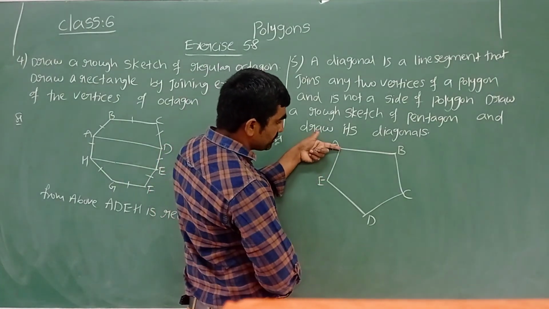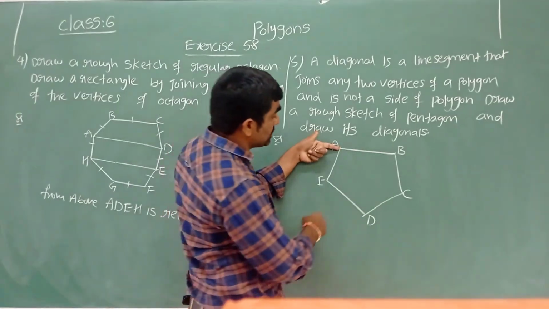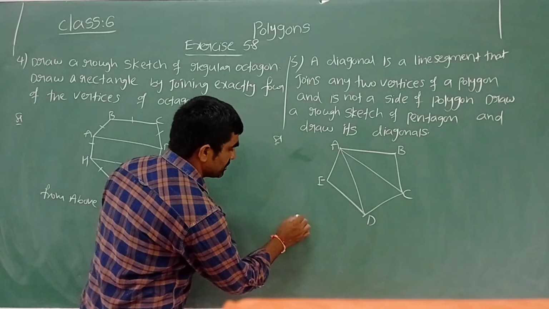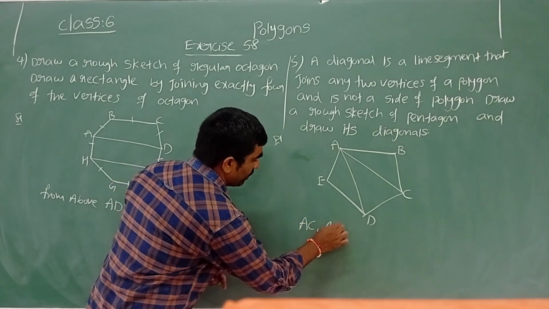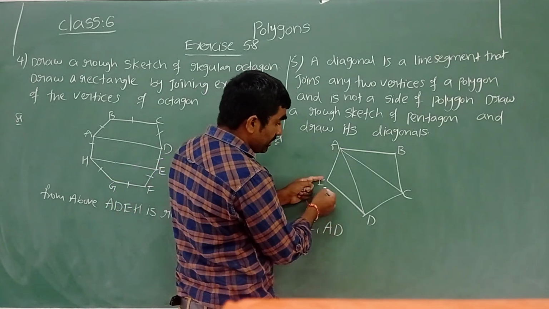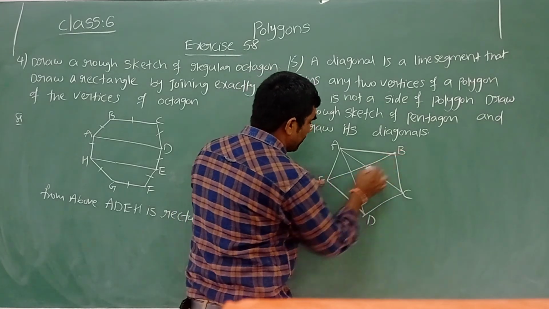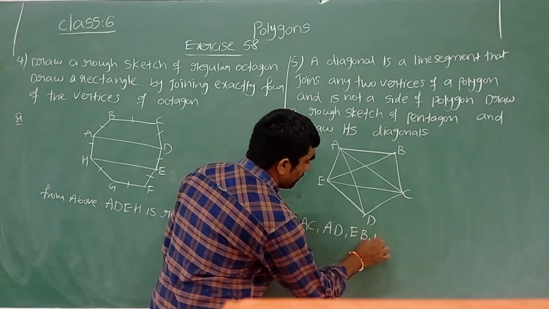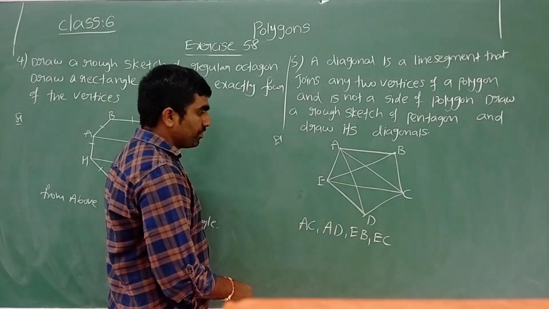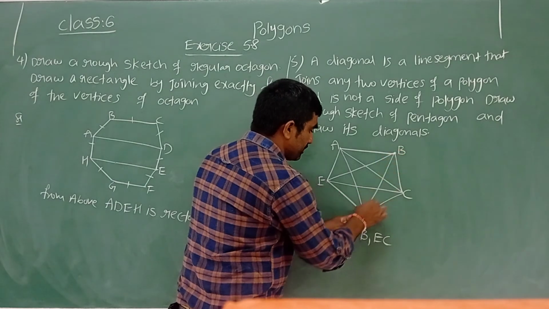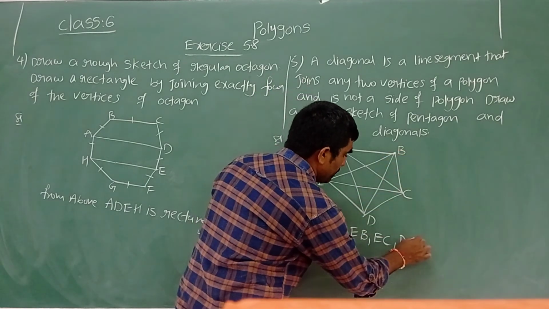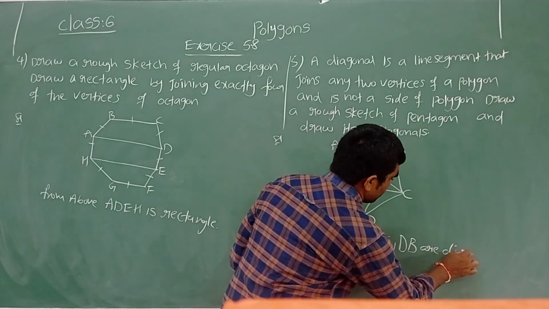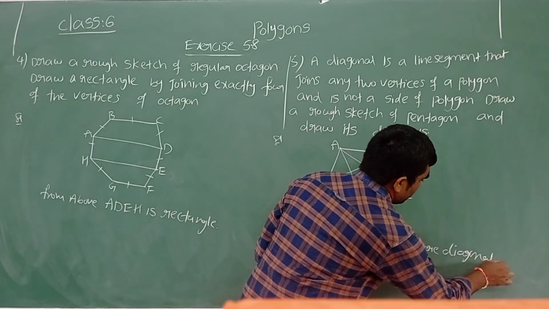Let me take from A. Tell me what are the non-adjacent vertices? AC is one diagonal, AD is one diagonal. So AC, AD I got. From E we can write EB one diagonal, EC also one diagonal. I can say here EB, EC are diagonals. From D we can join this. We get DB. DB is also a diagonal. So what can we write? These are the diagonals.